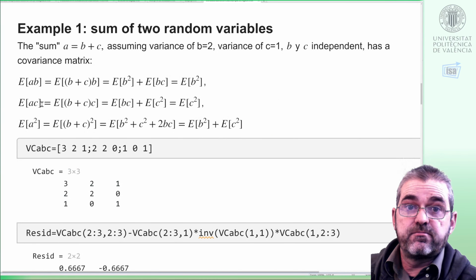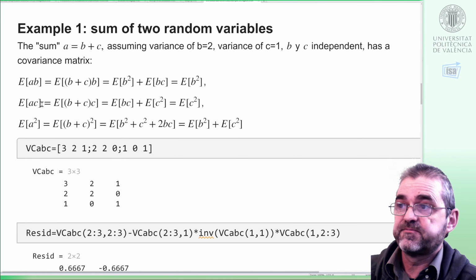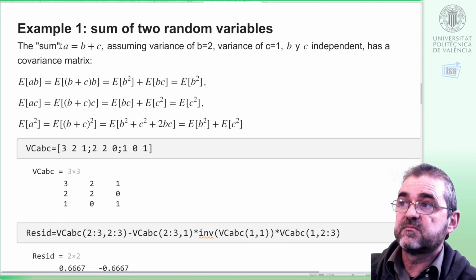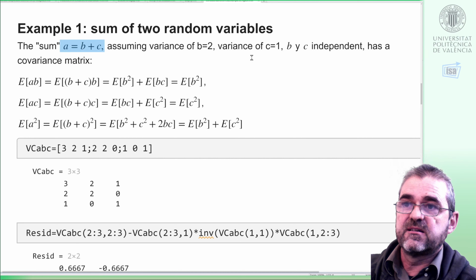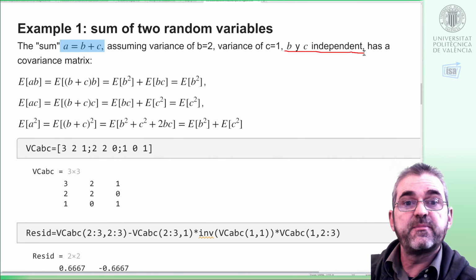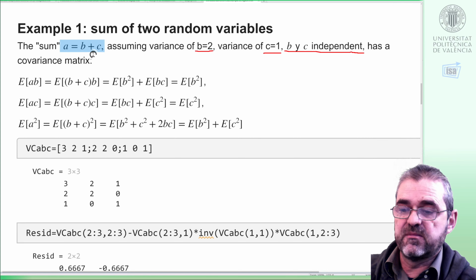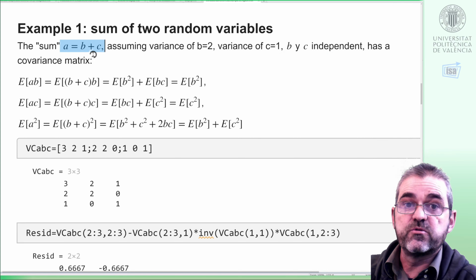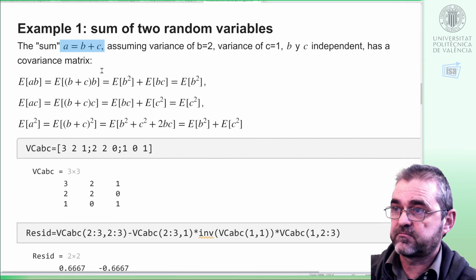So let us put some examples of these issues to better understand what we are talking about. The first example will be the sum of two random variables. B and C will be assumed statistically independent, B variance 2, C variance 1, and A will be their sum. So to start with, we need to build the whole 3 by 3 covariance matrix.